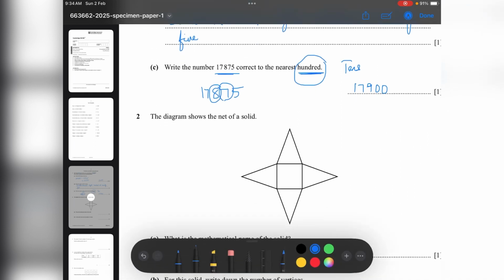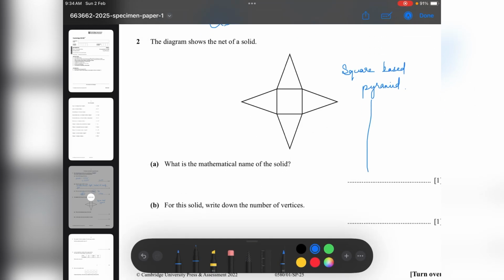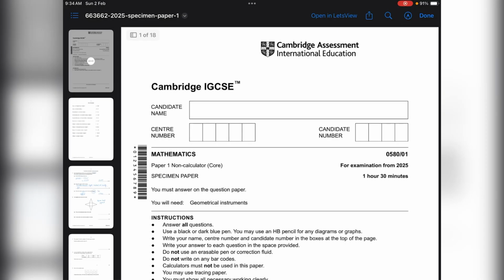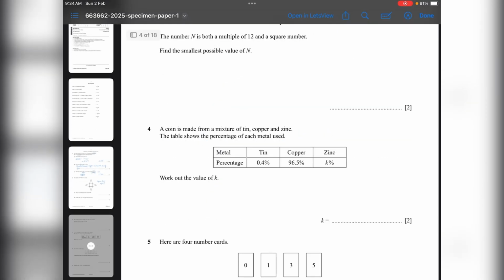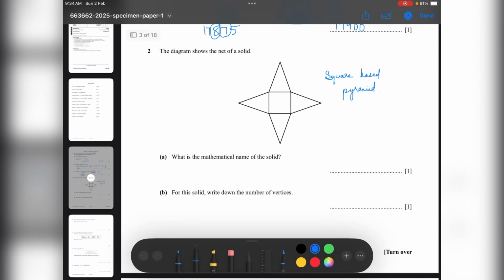Now what is this shape? This is a net. So what is this shape basically? It is a square based pyramid. Alright. This is the answer. So this is a square based pyramid.